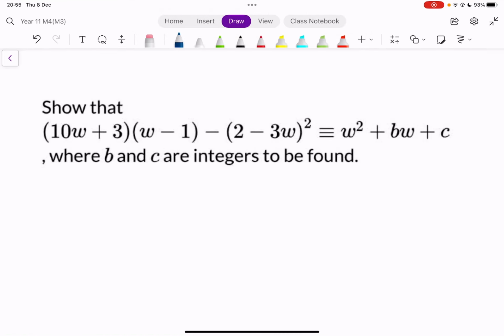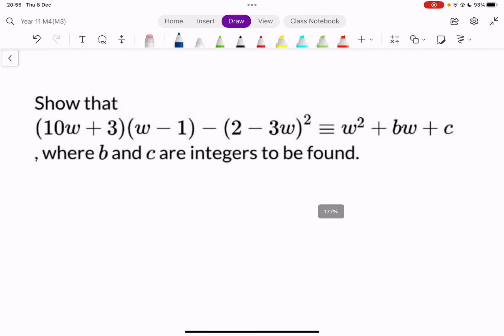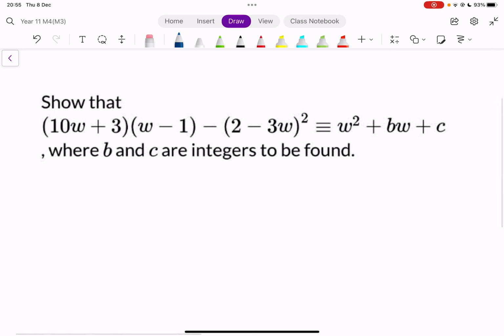Here the question says, show that (10w + 3)/(w - 1) - (2 - 3w)² is identically equal to w² + bw + c, where b and c are integers to be found. So it's a bit of a weird question, this one. It's taken from Dr. Frost Maths. So really what they want you to do in this question is just find what b is equal to and what c is equal to.